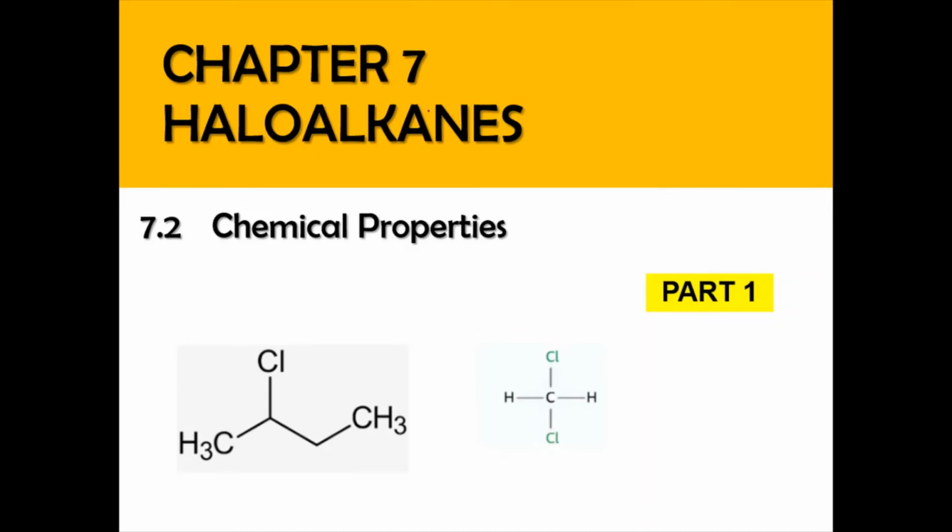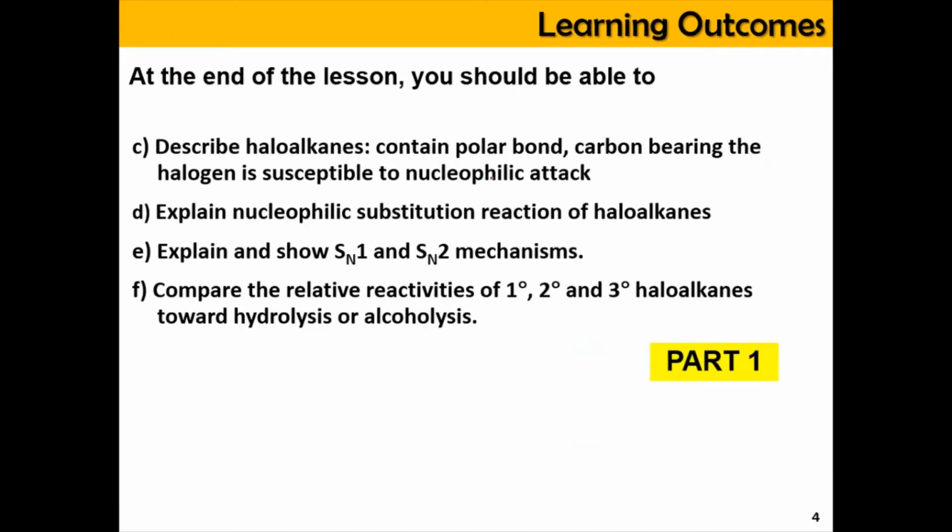So now we're going to do chapter 7, which is Haloalkane. We're going to focus on the subtopic of 7.2 chemical properties, focusing on part 1 of the video first. So in this video, we're going to look into the description of haloalkane, where haloalkane will have a general formula of RX, where X here refers to a halogen.